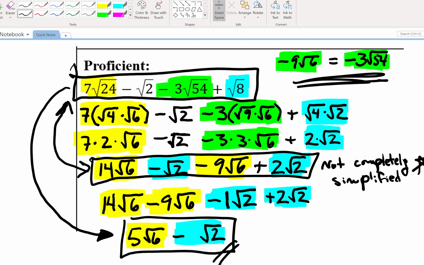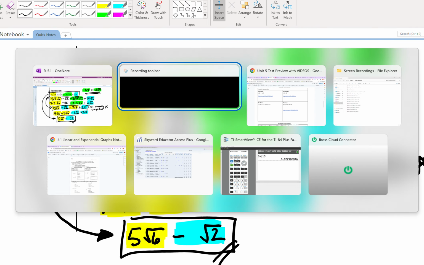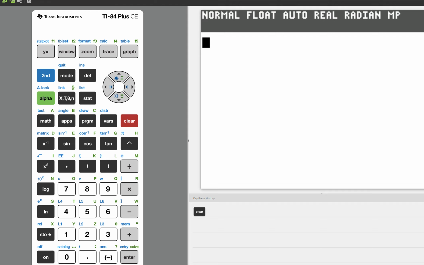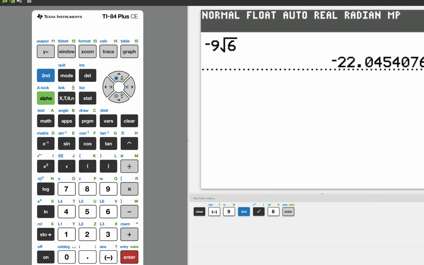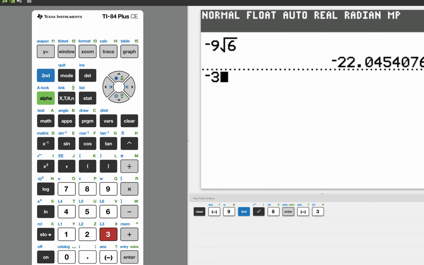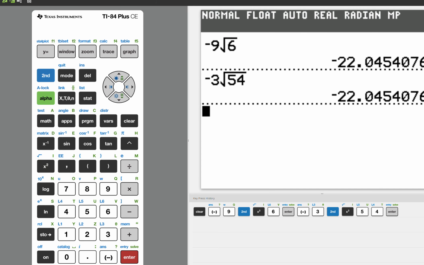Okay, so negative 9 root 6. So I'm going to put negative 9 square root of 6. Just show that's that value. And then negative 3 root 54. So negative 3 times the square root of 54. And it gives us the same value. Those are equal values.